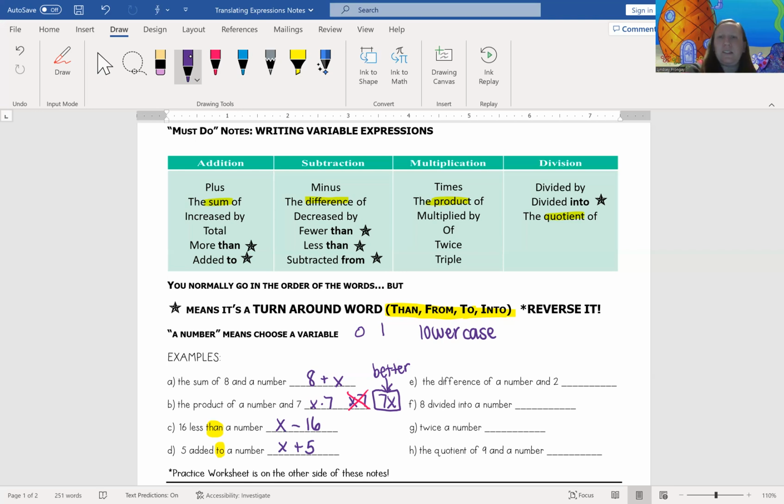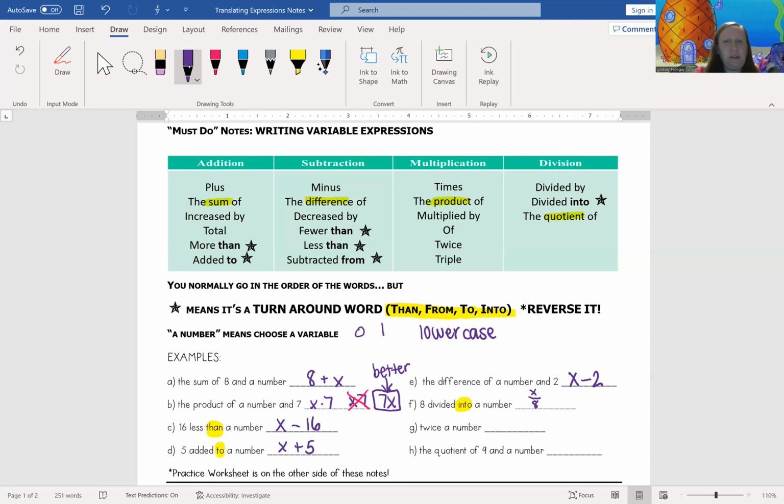For E, the difference of a number and 2, difference is subtraction. I do not see any turnaround words here. So this one will be x minus 2. Next one is 8 divided into a number. Into is one of our turnaround words, so we're going to reverse the order. When we write our division expressions, we are going to use that fraction bar to be a little bit more algebraic here. So we're going to say this one is x divided by 8 by showing x over 8.